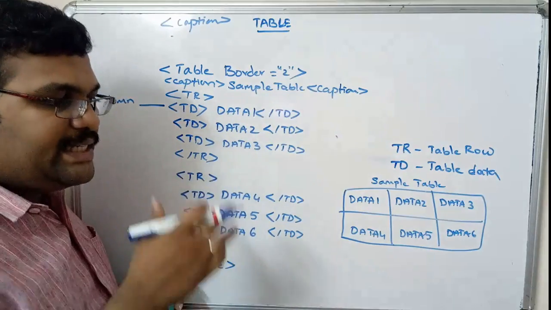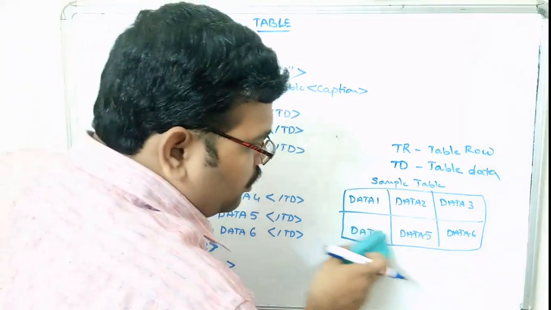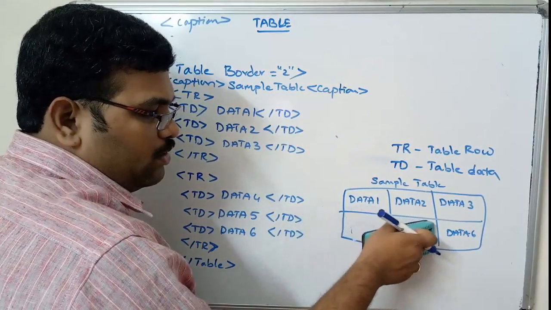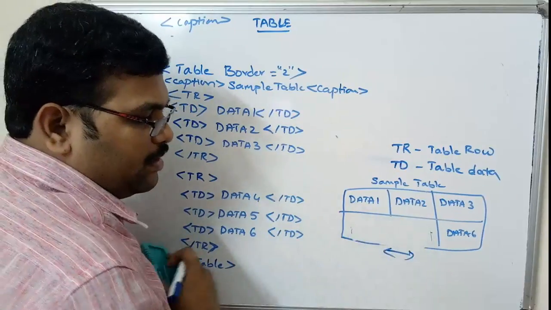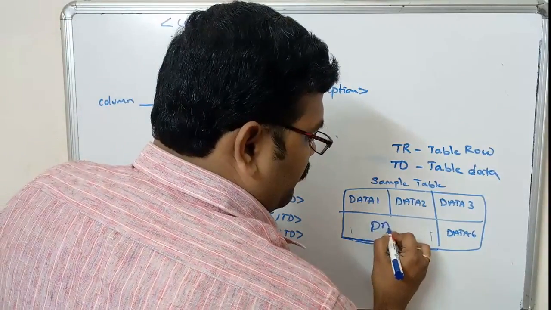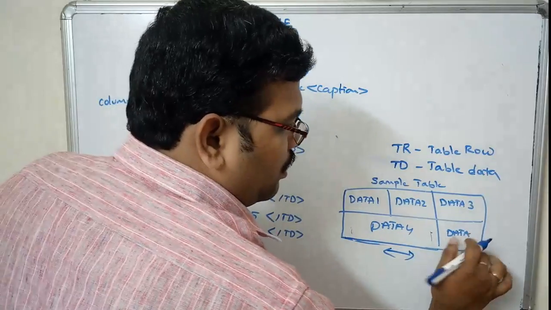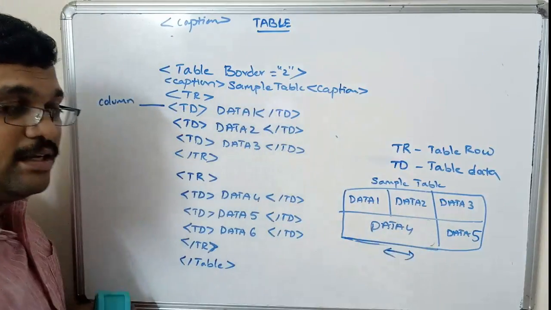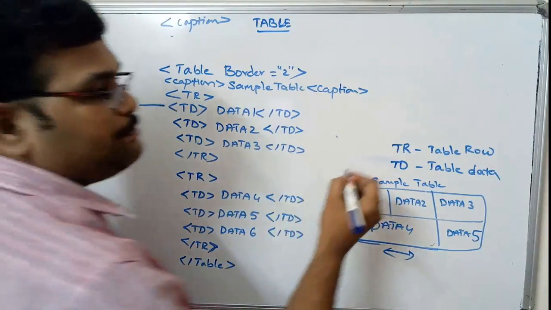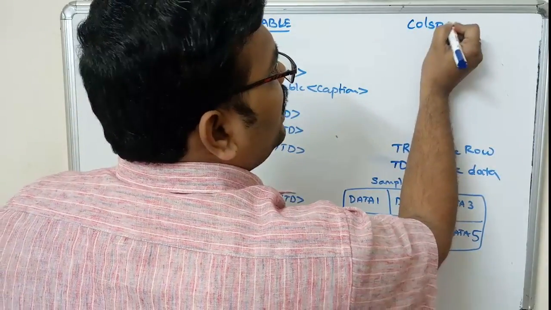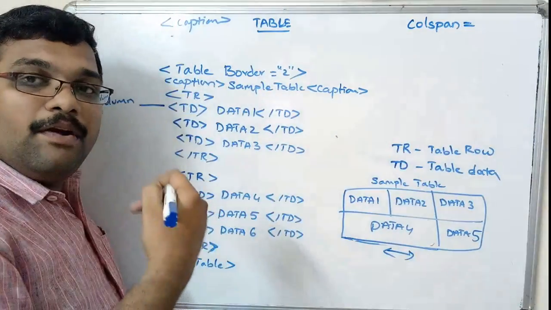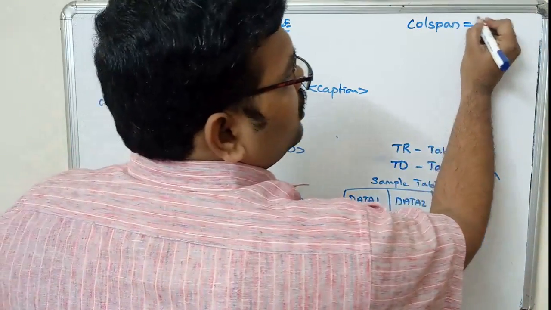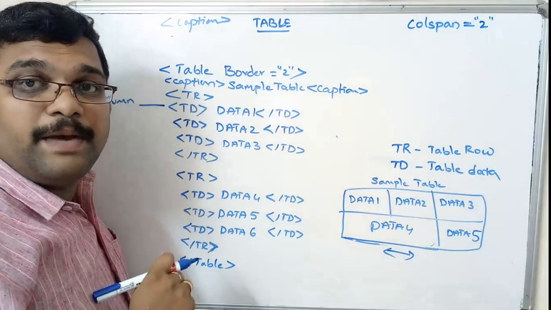And if you want to merge these two columns, that means just you want to merge these two columns, and we want to write data 4 and here data 5. So in this way, we are merging two columns with each other, so we call it colspan. Colspan is equal to the number of columns which we want to merge. So here we are merging two columns, so we have to write colspan is equal to 2.